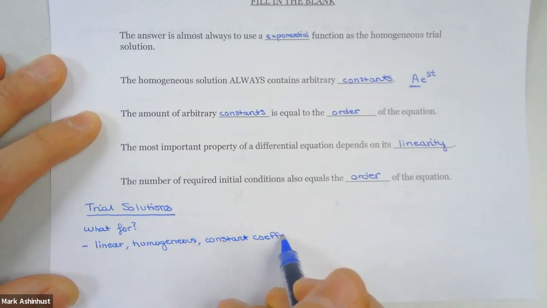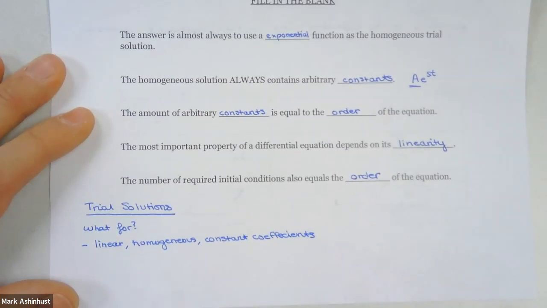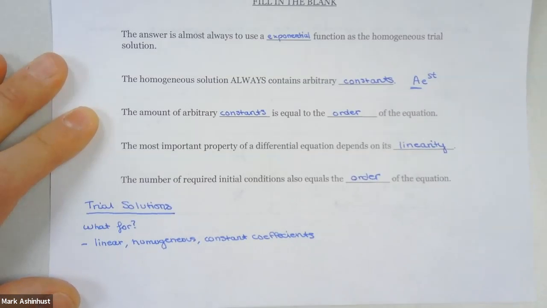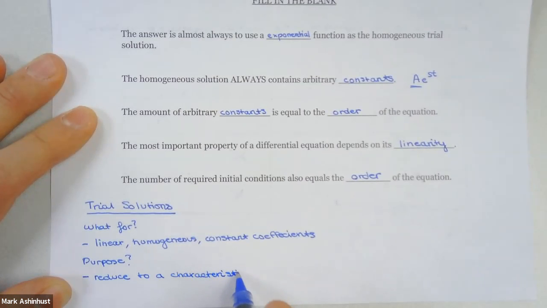Lucky enough, in this course, Circuits 1, that's what we're dealing with. So that's why exponential trial solutions work, because that's all we're dealing with. And basically, what's their purpose? This is helping us solve it: they reduce it to a characteristic polynomial equation.